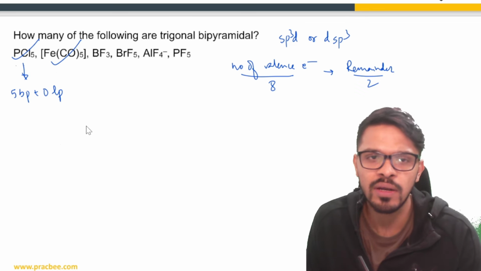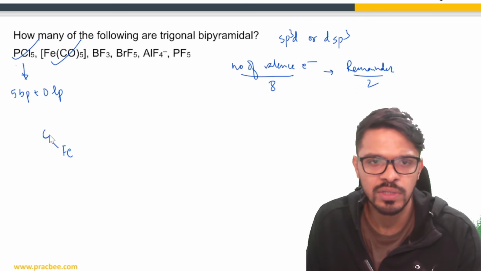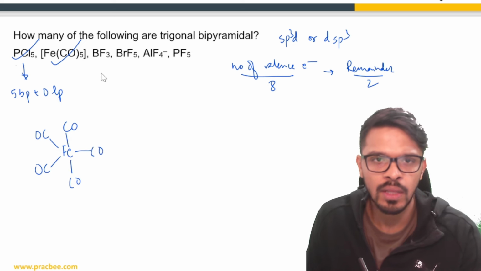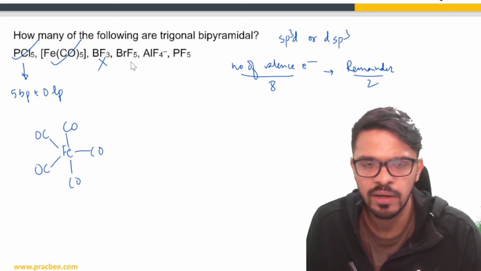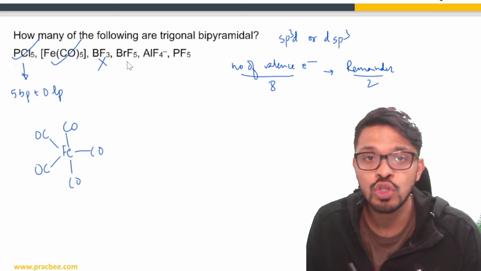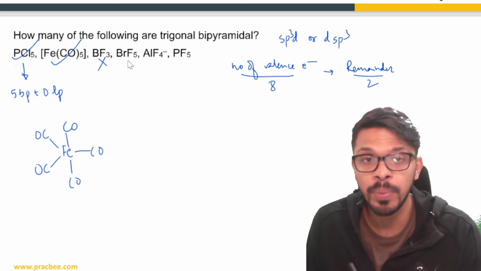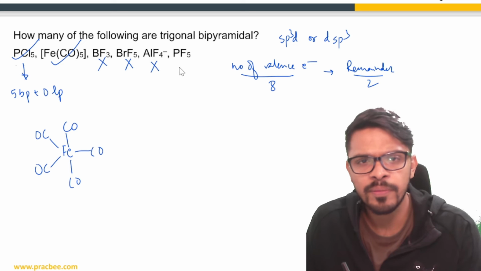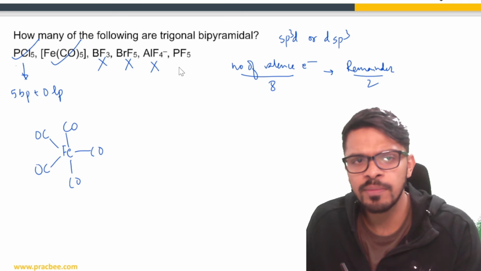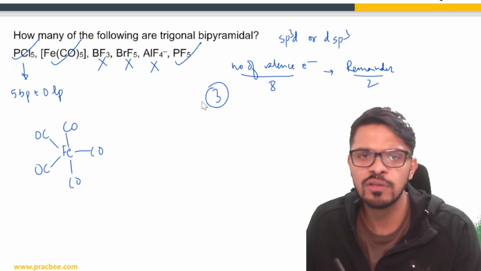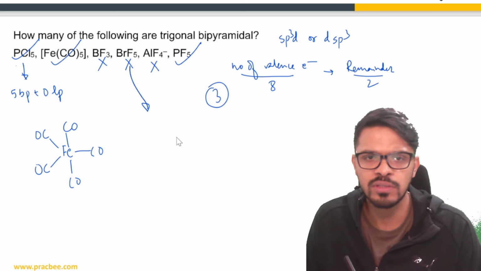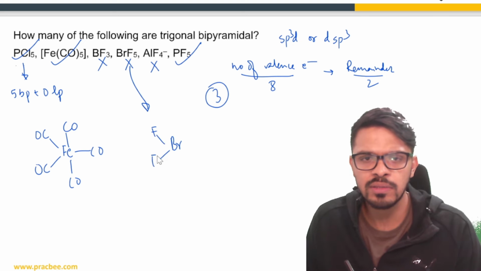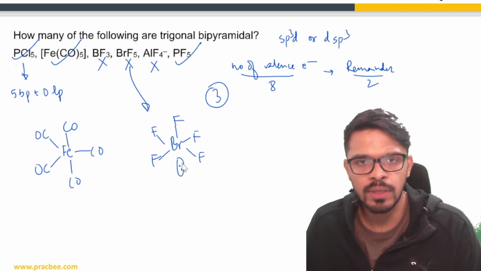Fe(CO)5 is again what we require, right? I hope you know the structure. It is something like this. BF3, this is trigonal planar. BrF5 is square pyramidal, so it won't be the answer. This is sp3 hybridized, and PF5 is same as PCl5, so it will also be your answer. The correct answer would be 3. And if you are wondering about this structure, let me tell you, it is something like this. Correct answer is 3.